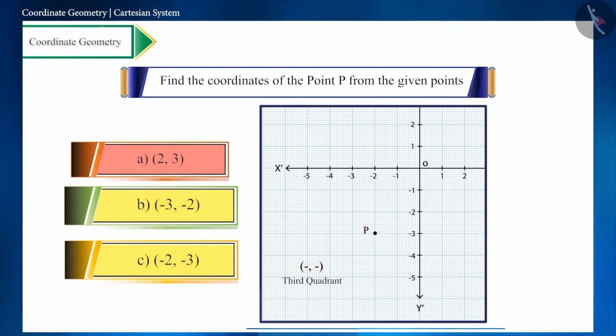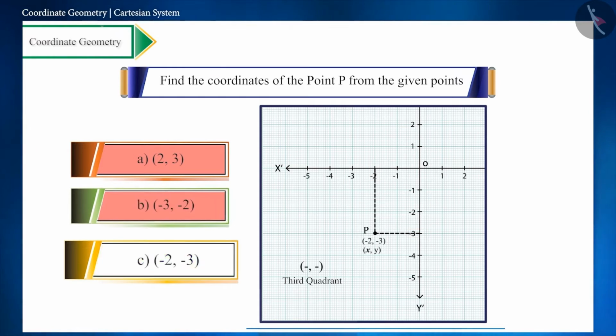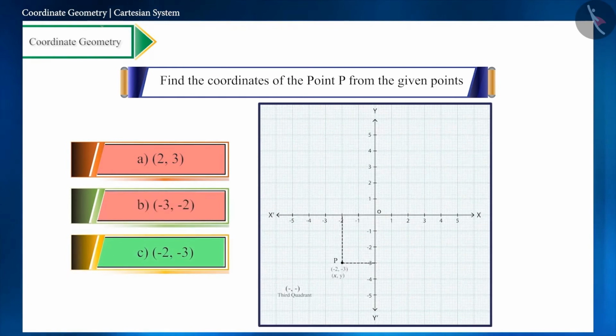If a perpendicular is drawn from the point P to the x and y-axis, then it intersects the y-axis at -3 and the x-axis at -2. And in both of these options, these two are the numbers. But friends, when writing coordinates, we first write the x-coordinate and then the y-coordinate. That is, option C, -2, -3 is the correct option.